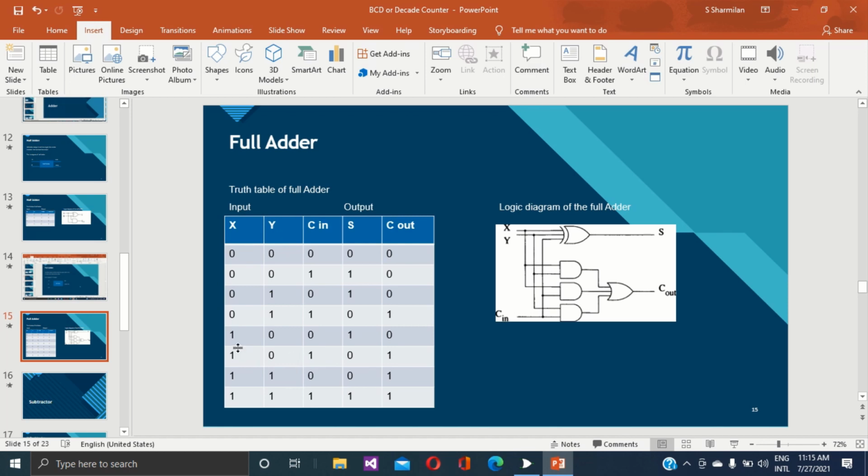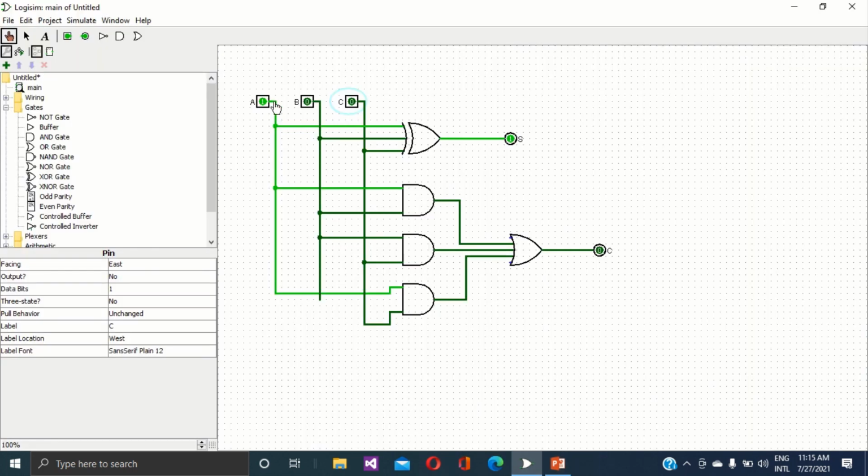Now I am going to check X equal 1, C in equal 1. Here my output is equal 0, carry equal 1.